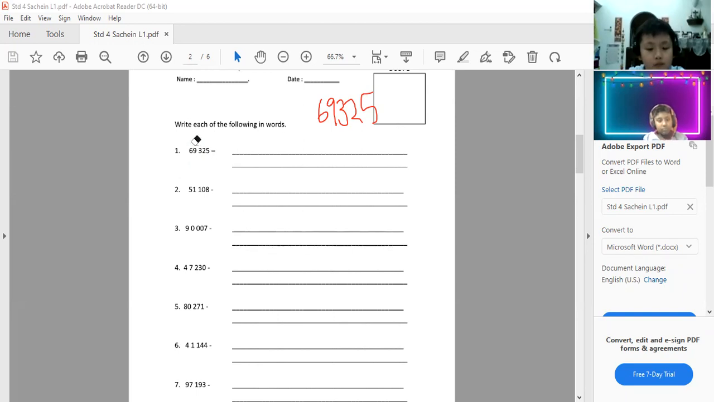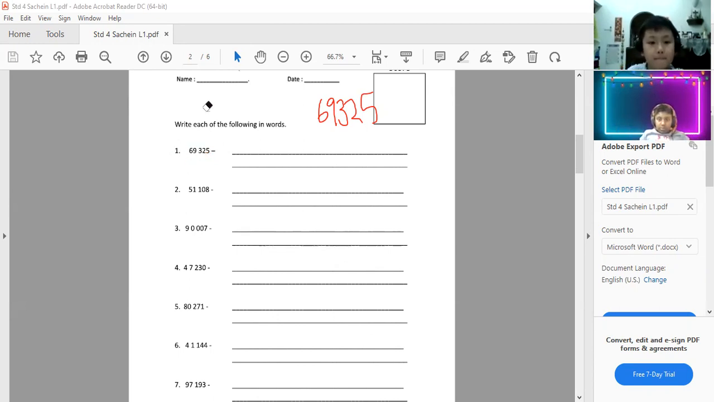As you know, this is the ones house, tens house, hundreds, the third house. Then again, the ones and the tens. When you go to standard 5, it will be hundreds, and you will learn 6 digits. Now you are learning 5 digits. So the first number, you read it as 69,325.